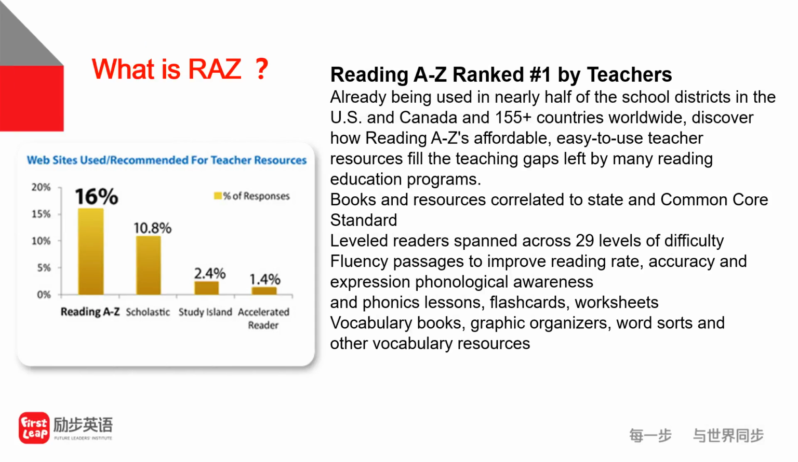So what is RAZ? RAZ is Reading A to Z, which is a program that has been ranked #1 by teachers across the US and Canada. It is currently being used in nearly half of all school districts in the US and Canada, as well as 155 countries worldwide. Reading A to Z is a leveled course that spans across 29 levels of difficulty. Its books and resources are correlated to state and Common Core standards and designed to improve reading rates, fluency, and accuracy of students.